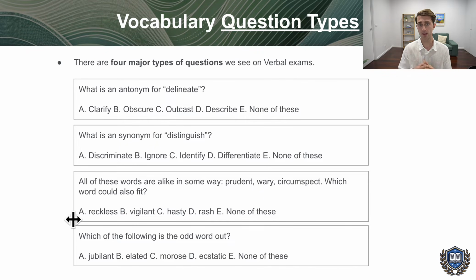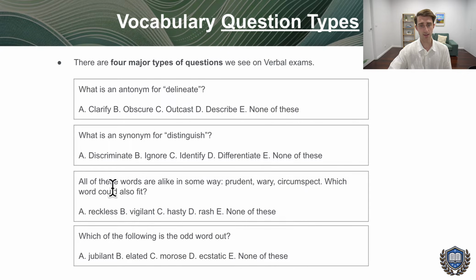And there's 4 major question types that we see a lot on verbal reasoning exams. One is asking for antonyms. So an antonym is, of course, a word with the opposite meaning. So in this case, it says what is an antonym for delineate. So we're looking for what's a word with the opposite meaning to delineate. Another one is synonyms. So synonyms are, of course, words that have a similar or the same meaning. So it's what's a synonym for distinguish.